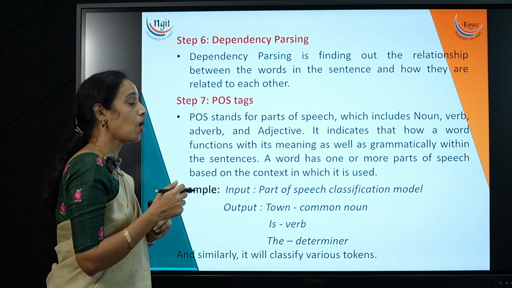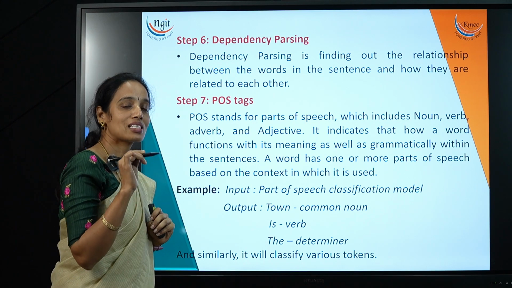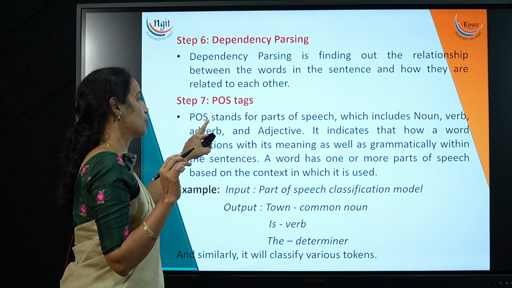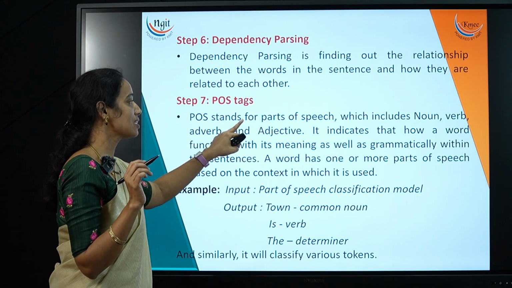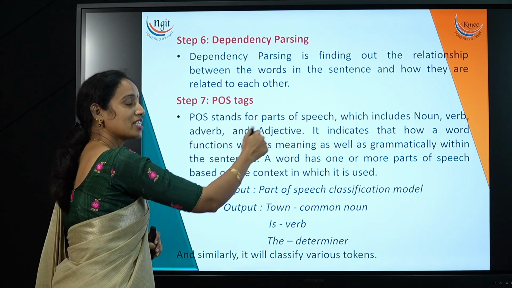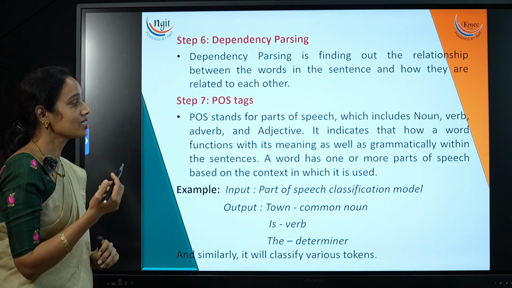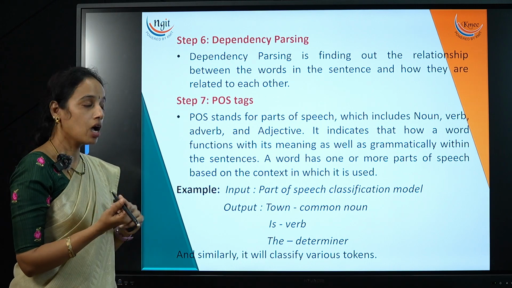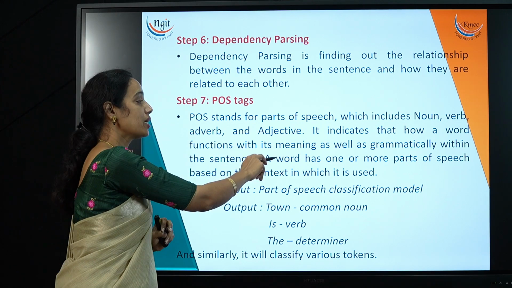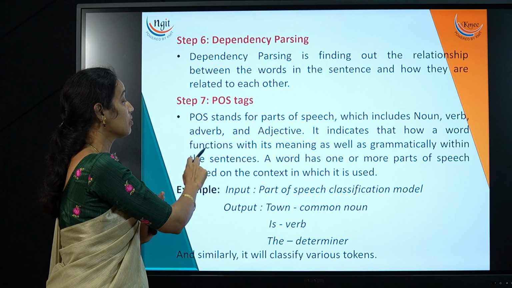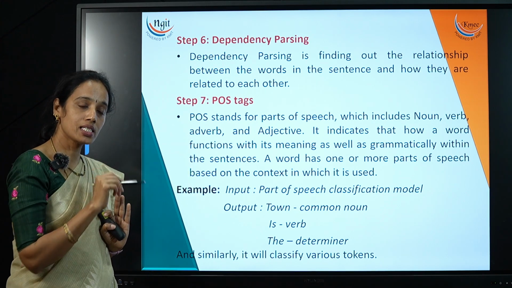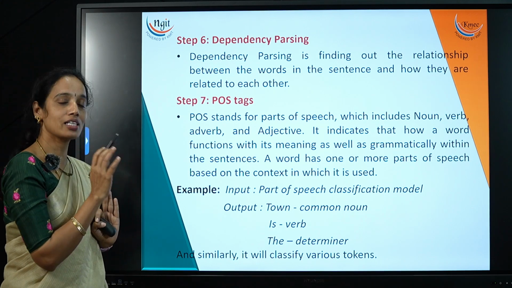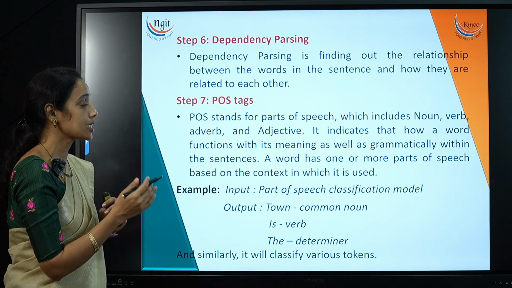Next one is POS tags. What is this POS? It stands for parts of speech tags, which includes the parts of speech in English, that is noun, verb, adverb and adjective. It indicates how a word functions, with its meaning as well as grammatically, within the sentence. When we see a sentence, we need to tag these parts of speech to find out whether it is meaningful and grammatically correct or not.